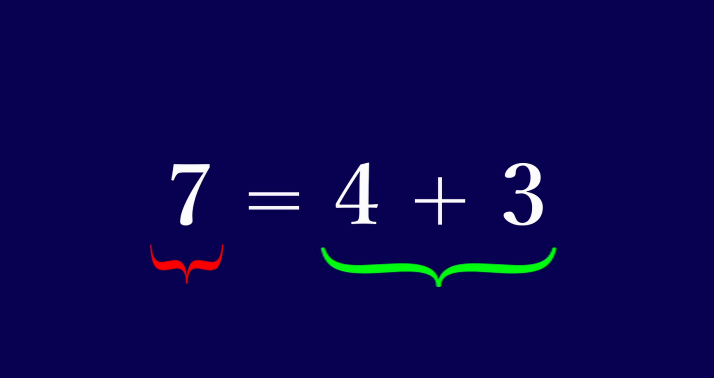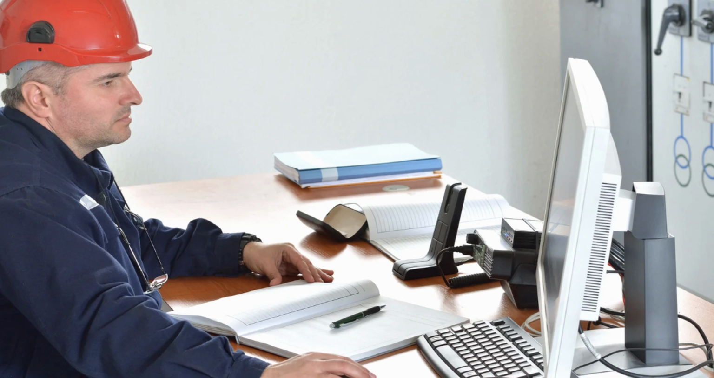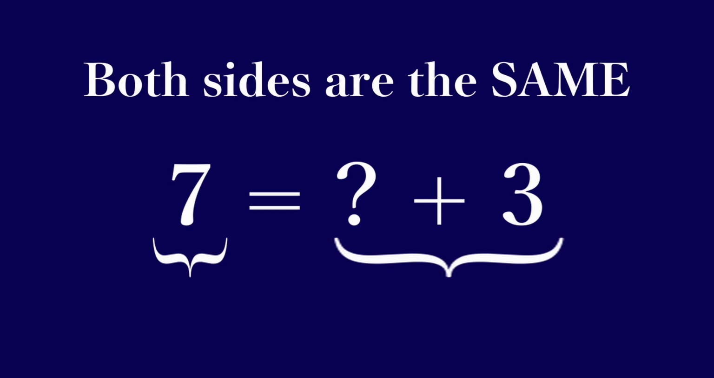But what if we didn't know something about the equation? Maybe we're like an engineer, and we have some equation. Once again, the rules hold firm. What's on this side is the same as the other side, even if written differently. I don't know this number here, but I know when added to 3, it makes 7. I can assign something to that unknown. Instead of just a question mark or an empty space, I could add an emoji.